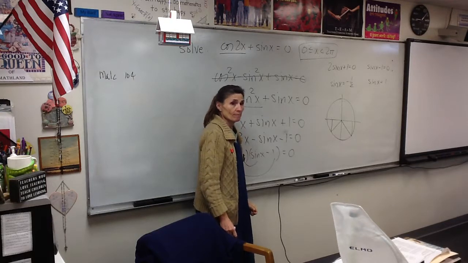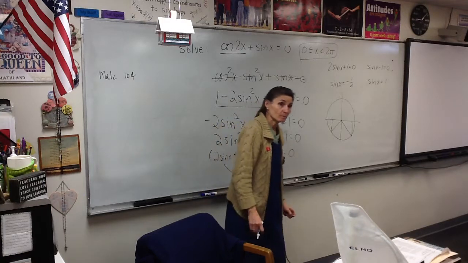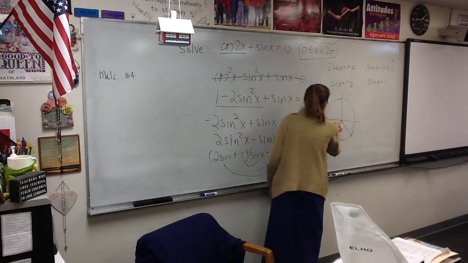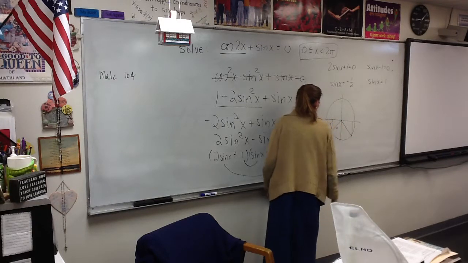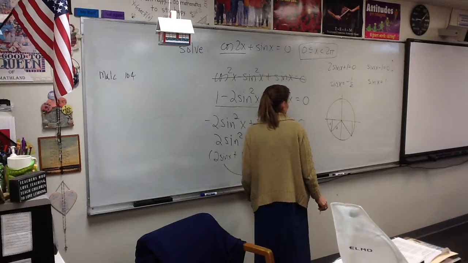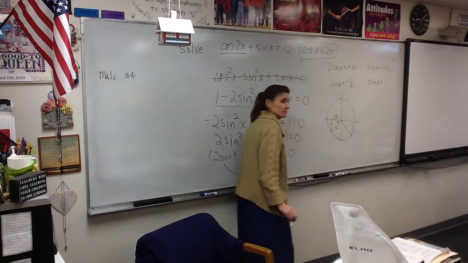Because of the negative. I think it's on the bottom. Because sine is y, right? Sine is y. Now the sine is negative 1/2. Does that look at all familiar to you? Yeah. This would be root 3 and this would be 30.